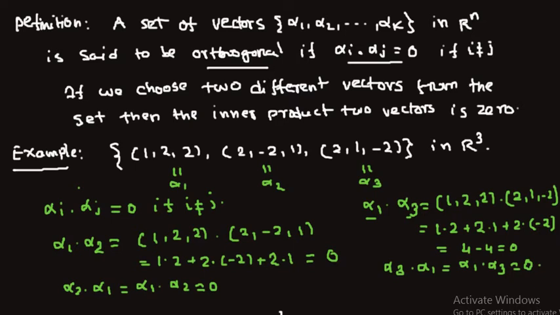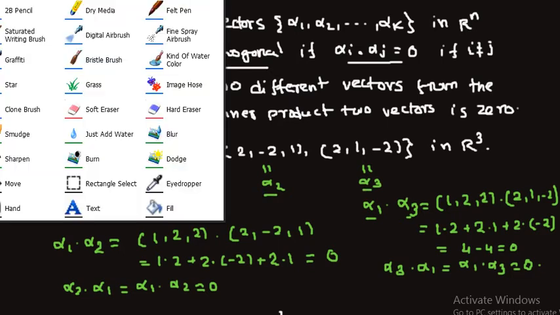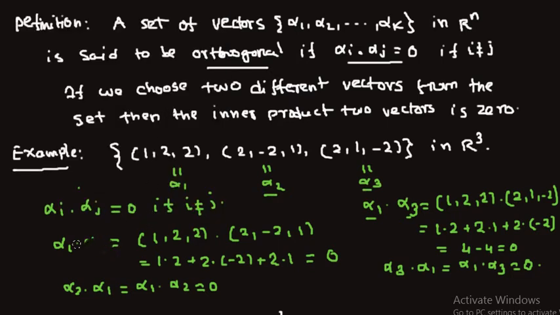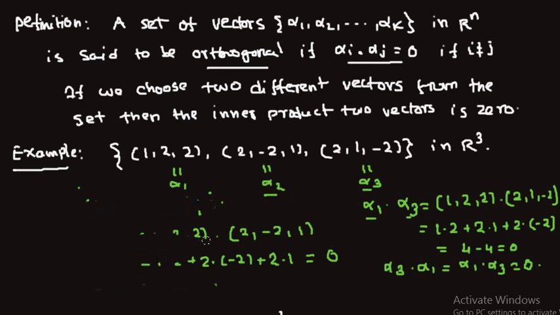Now the only one left is alpha 2 multiplied with alpha 3. Let me quickly erase this part and multiply alpha 2 and alpha 3. Okay, so here we go.